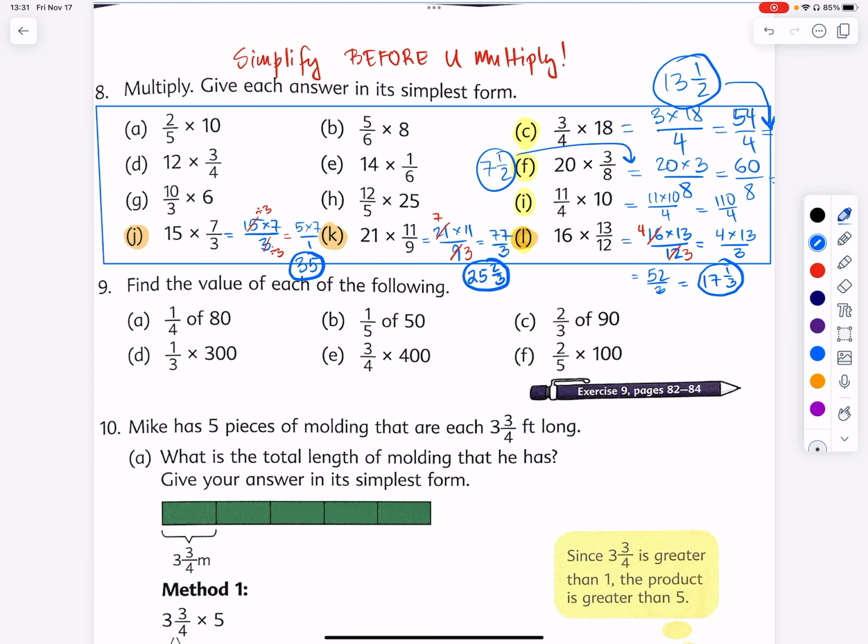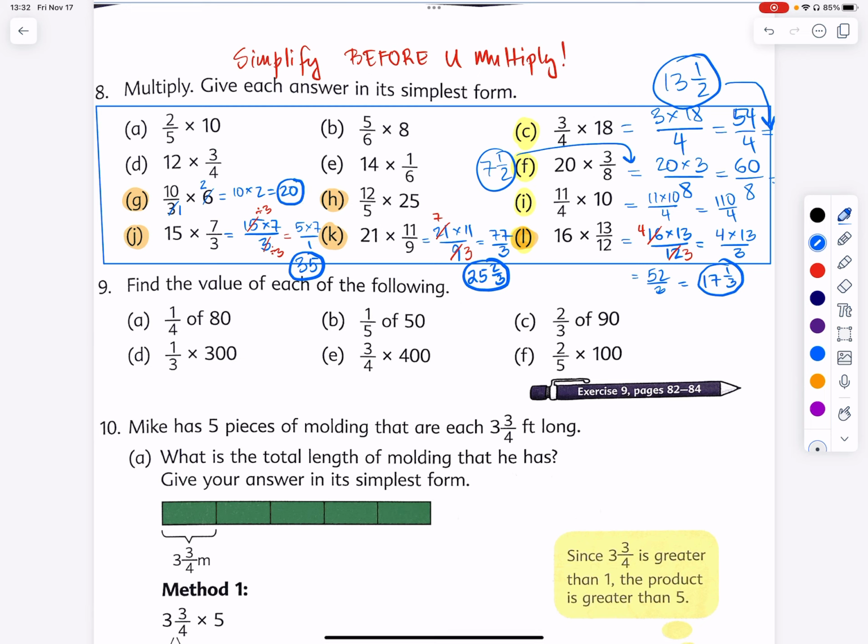Okay? My friends, I would go as far as looking, in the same way, at examples G and H right above. They're a little bit easier. 10/3 times 6. Well, we know that 6 and 3 are both divisible by 3. 3 divided by 3 reduces to 1. 6 divided by 3 reduces to 2. And 10 times 2 is just 20. Nice and easy.